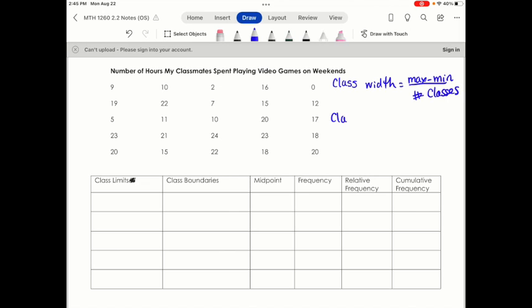Okay, so in this example, if you look through all the values, the highest number is 24. When I subtract the minimum, that's a 0. That's your lowest number, and we're doing 5 classes, so we want to divide this up into 5 groups, so I'm going to divide by 5.